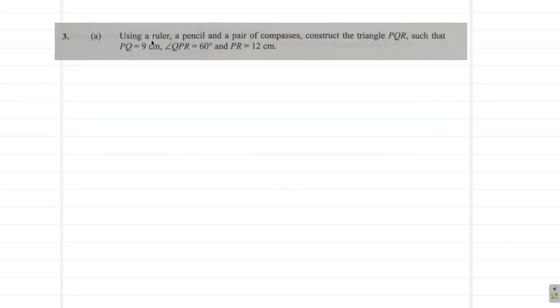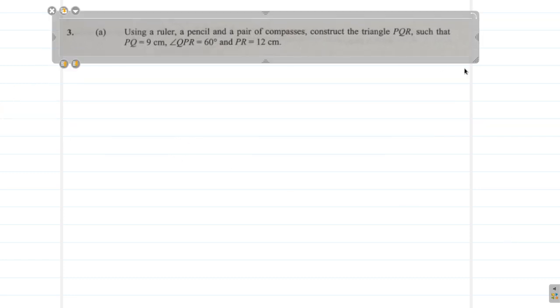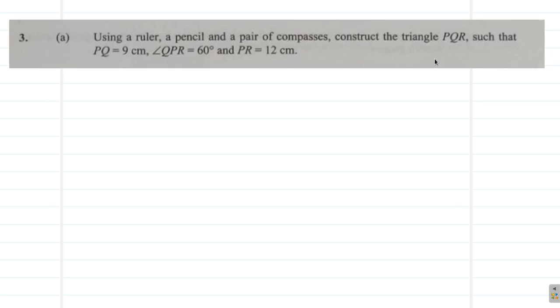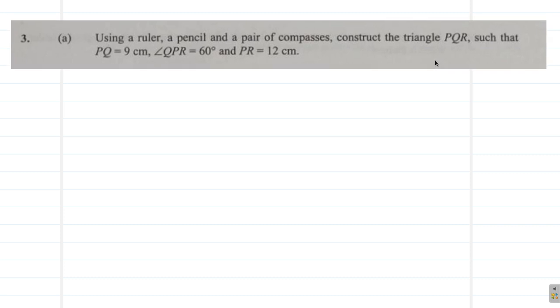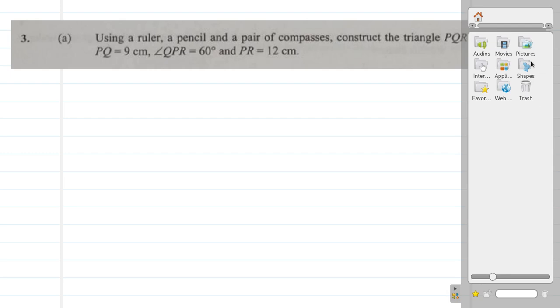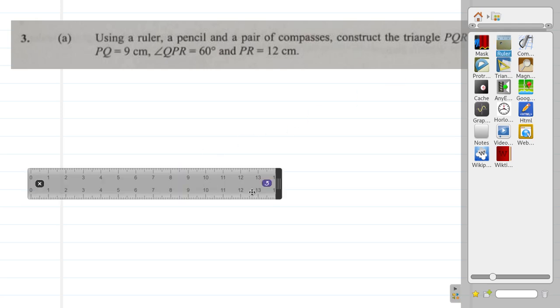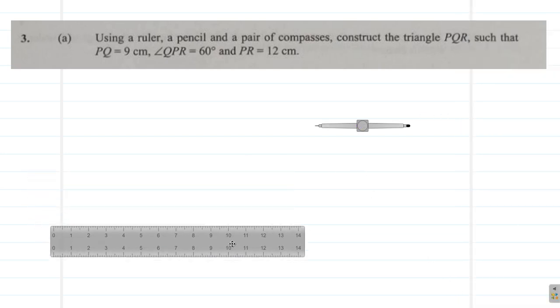Alright. Now, we have this construction to be done. Now, you get your ruler. I think I have a ruler here. See if I can find a ruler. No protractor, you know. Only the pencil, ruler, and compass you must use and do the construction.